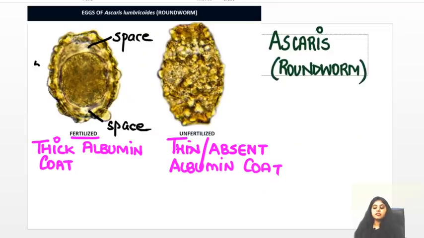Coming to the next one, ascaris or roundworm. They ask you to differentiate between the fertilized and the unfertilized eggs.